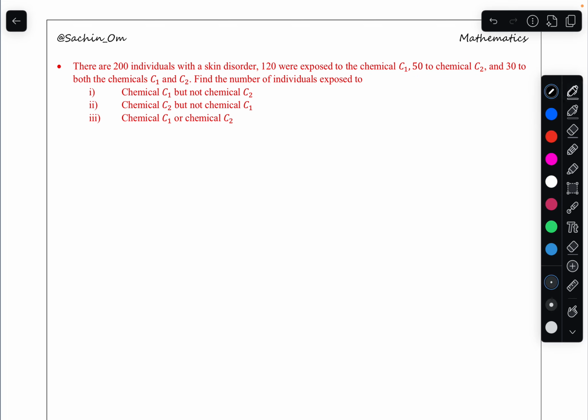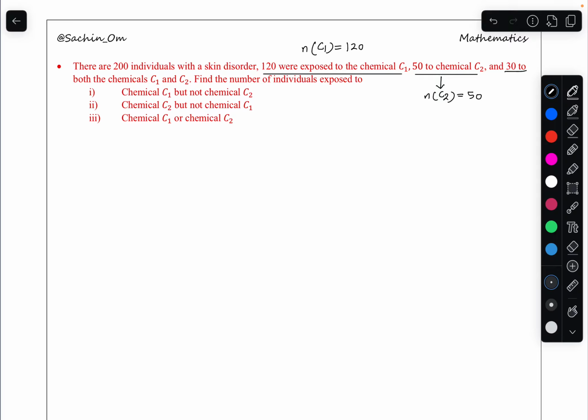So the question says 120 were exposed to the chemical C1. I'm using the symbol C1 to denote the set of all those people who were exposed to chemical C1, and the question says it has 120 elements in it. The second set, I'm using C2 for this one. The number of elements in C2 is given, and that's 50.